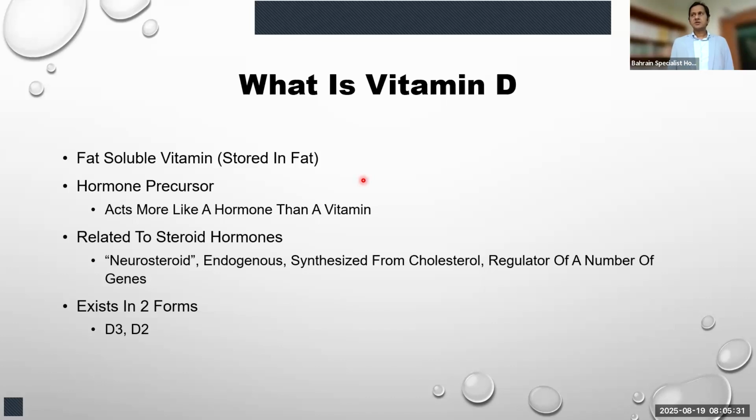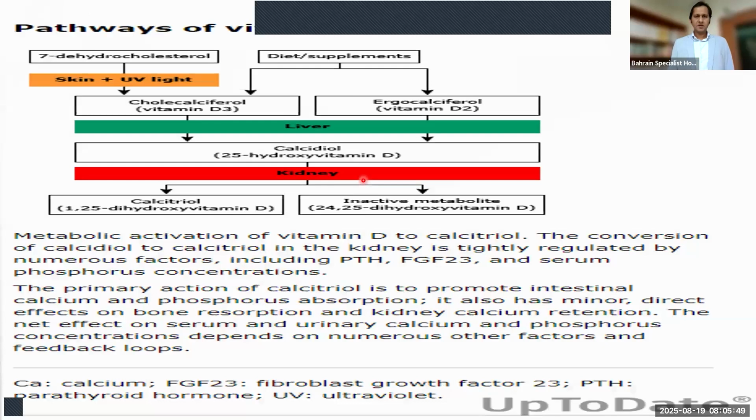The final hormone, which is a steroid-like hormone, is calcitriol, and it is a neurosteroid. It is endogenously synthesized from cholesterol, and we can also get it as a supplement. It exists in two forms: vitamin D3 and vitamin D2. Basically, we can get vitamin D from two sources. Either our skin produces vitamin D when it is exposed to ultraviolet light, or we can take it from supplements. So, two forms of vitamin D: vitamin D3 cholecalciferol and vitamin D2 ergocalciferol.